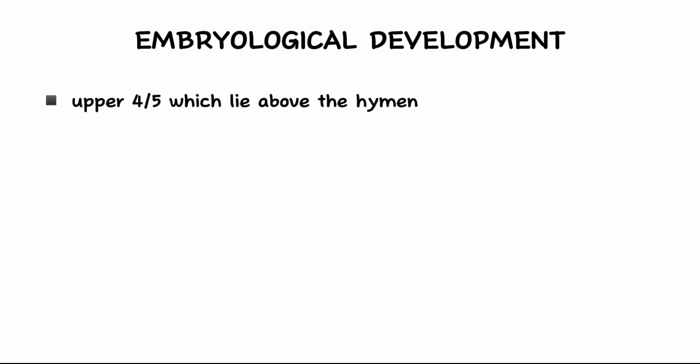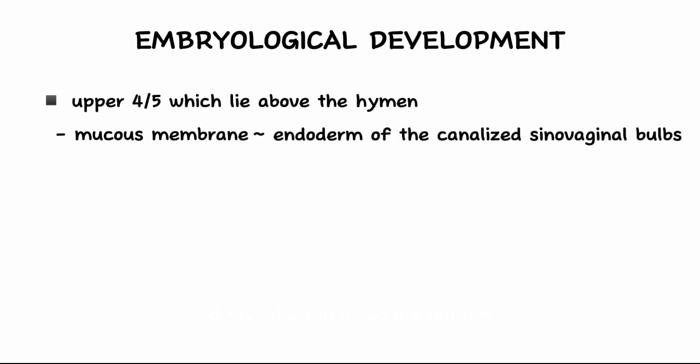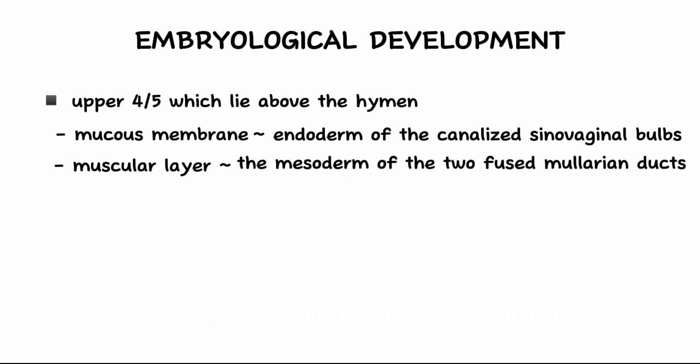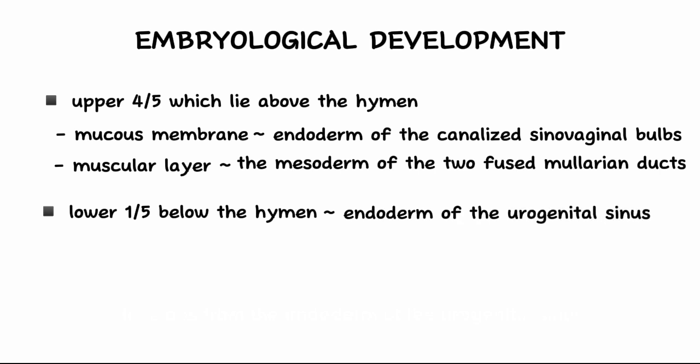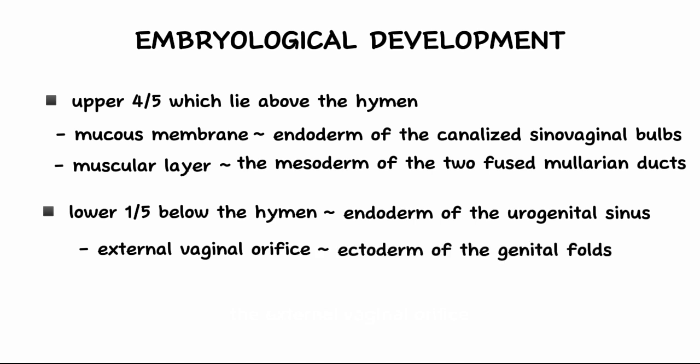Embryological development. Finally, a brief note on the development of the vagina. The upper 4/5, which lie above the hymen, derive their mucous membrane from the endoderm of the canalized vaginal bulbs, and their muscular layer from the mesoderm of the two fused Mullerian ducts. The lower 1/5, below the hymen, develops from the endoderm of the urogenital sinus. The external vaginal orifice arises from the ectoderm of the genital folds following the rupture of the urogenital membrane.